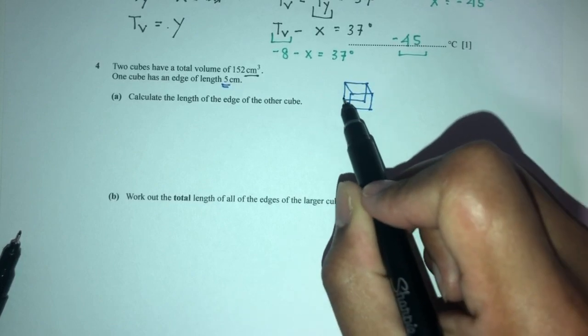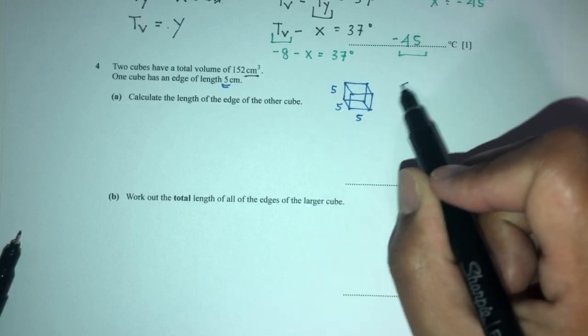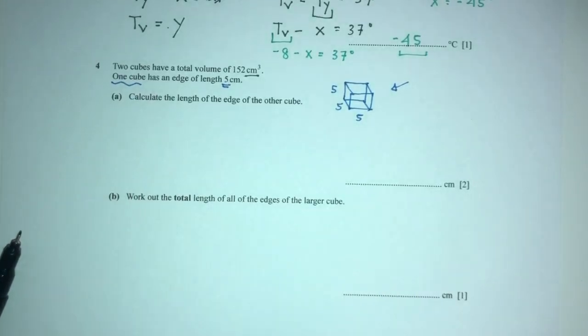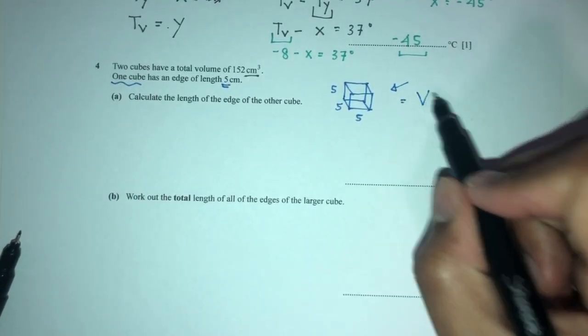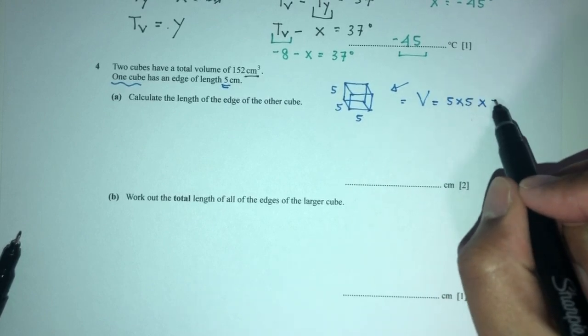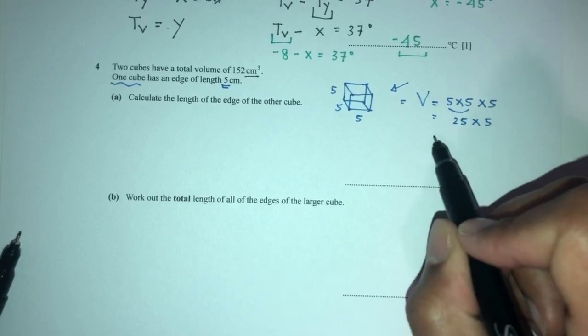So basically the idea is this is 5, this is 5, and the height is 5. This is the cube that we have for this one. One of the cubes is this shape. So what is the volume of this cube? You would say it is length times width times height. That would be 25 times 5 will be what?